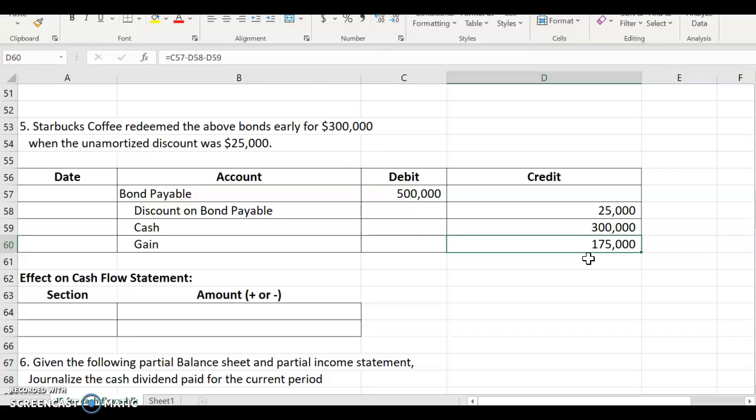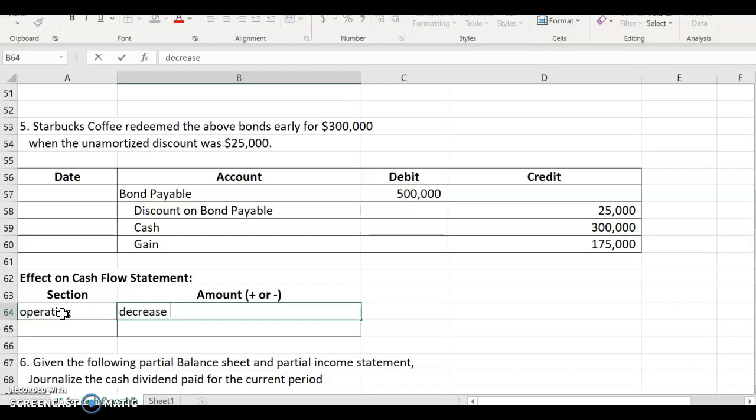But how do we report this? Well, first we need to remove the gain that showed up in our income, because remember, gains do not involve cash. So we're going to remove the gain. Remember, removing gains goes in the operating activities. And so the gain was a plus, so to remove it, we would need to subtract it.